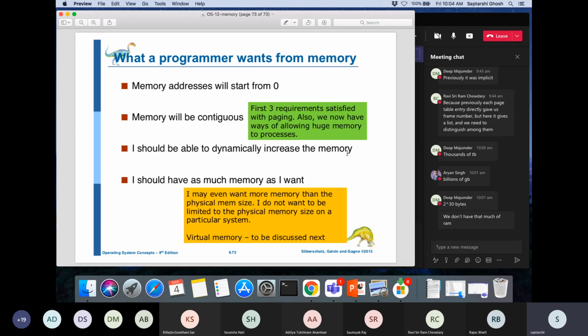But if I tell you, no, you need to change your program now, you won't like it. So we as programmers have come to demand more memory than what may even be there in the physical memory. So essentially, programs nowadays can want more memory than there is physical memory. Okay, how is that possible? That will be the next topic. The topic is called virtual memory.